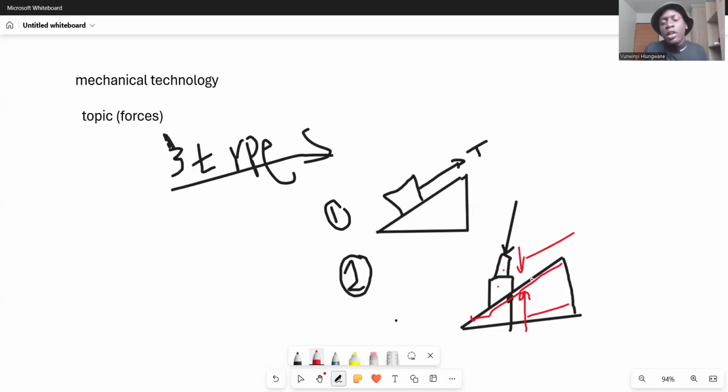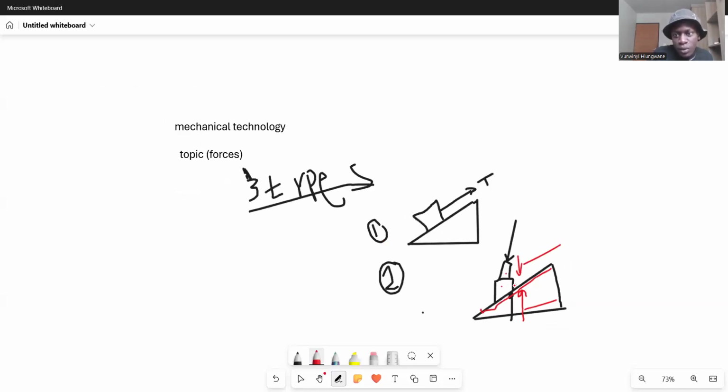Releasing a force. Even the object is releasing a force, pressurizing it downwards, while another one is pressurizing it upwards. Okay?